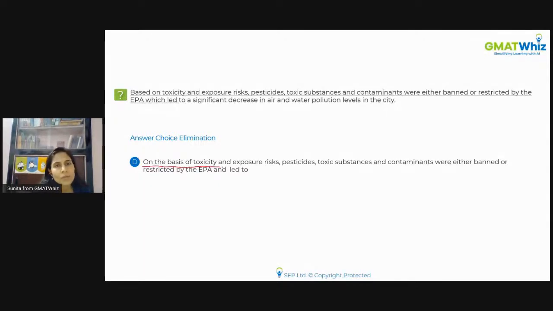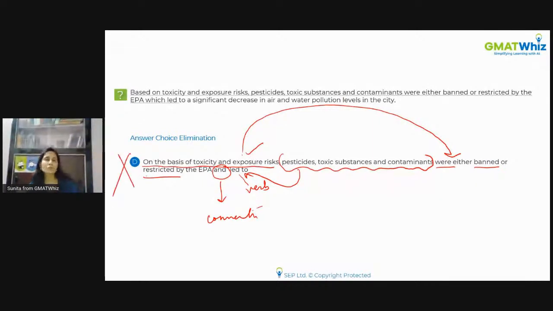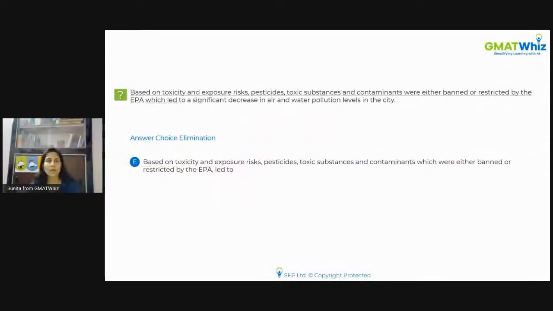Over here we have on the basis of toxicity and exposure risk, which is the correction. It is rightfully modifying were banned or restricted, fair enough, by the EPA. And so I have a connector here, okay? Which means this is a verb here, led. And I want to ask, what led to a decrease? Clearly the subject will be pesticides, toxic substances and contaminants were banned or restricted, and pesticides, toxic substances led to a decrease. Now this is illogical. It is not the pesticides that led to a decrease in air and water pollution, okay? And therefore D is also out. A few of you chose D, which is incorrect. Here we again have based on toxicity, which is incorrect.